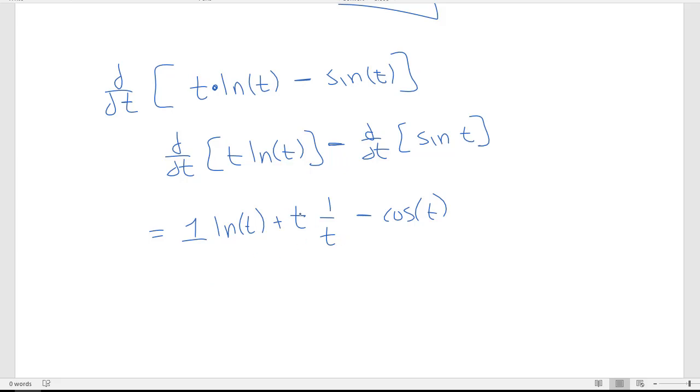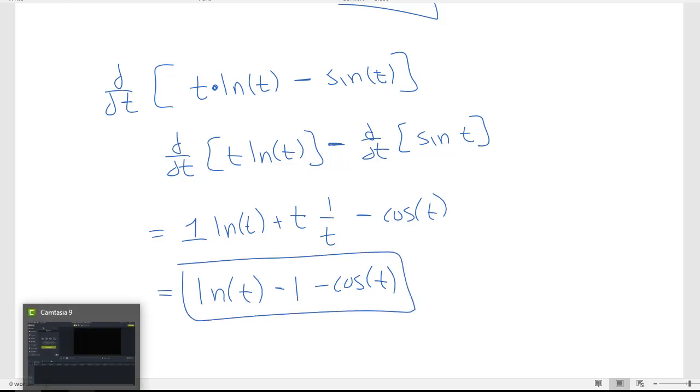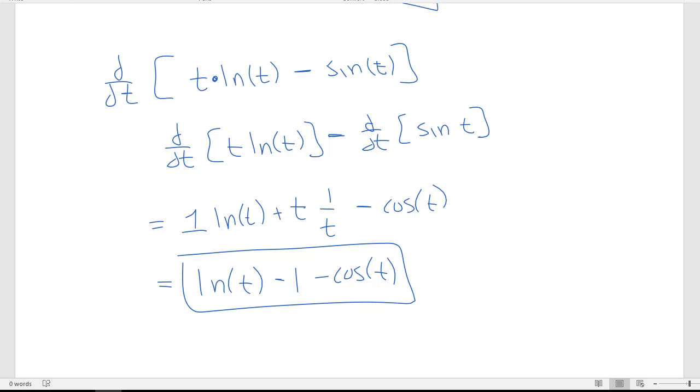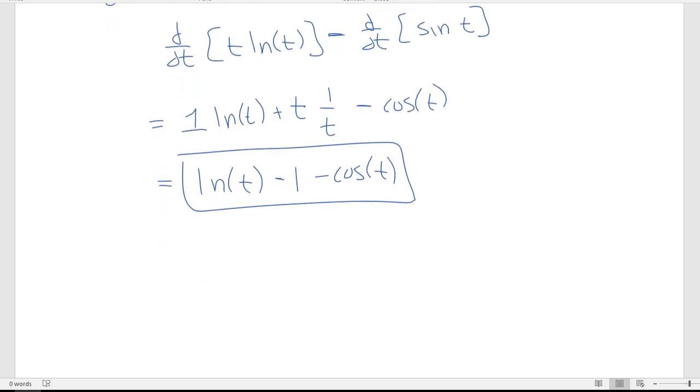So I guess in this case we got a little bit of a simplification, right? t divided by t is 1. So we're going to get ln of t minus 1 minus cosine t. And there's the derivative of that function. And again, we're involving a product rule as we do that particular derivative. Okay, I'm going to do one more example here. And then I want to throw a couple problems at you to let you try.